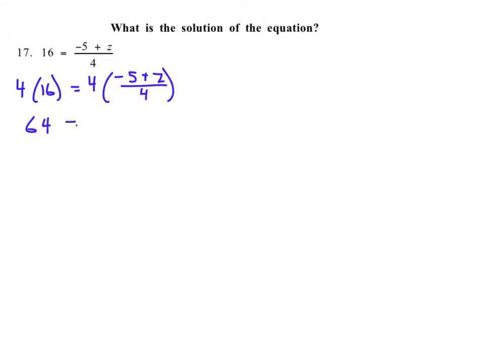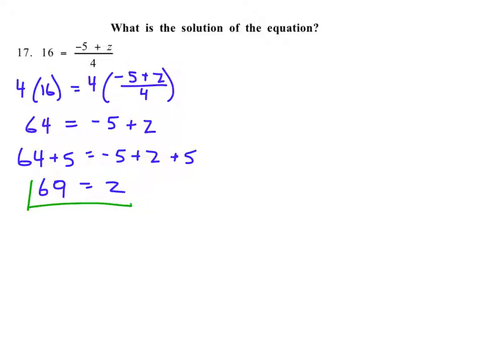So this is 64 equals, the times 4 undoes the divided by 4, so we get -5 plus z, and then we need to add 5 to both sides. So 64 plus 5 equals -5 plus z plus 5. I took everything on this side, then plus 5, everything on this side, then plus 5. And we get 69 equals, this -5 and +5 cancel out to be just z, and that's the answer.